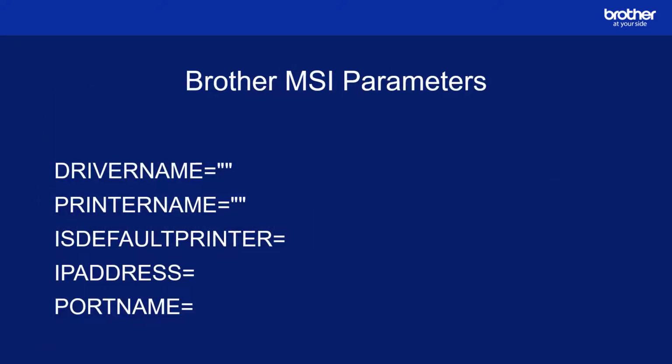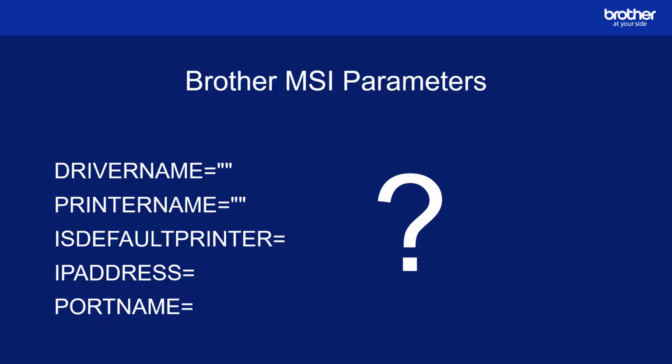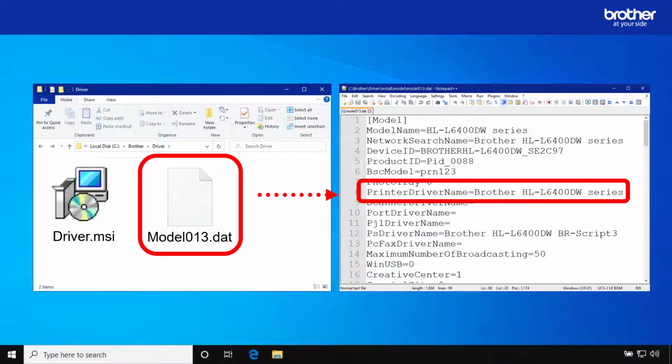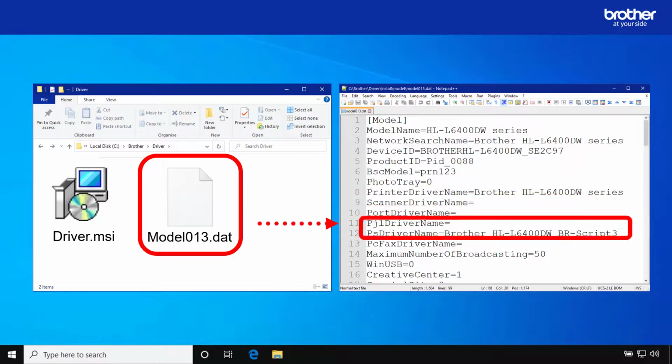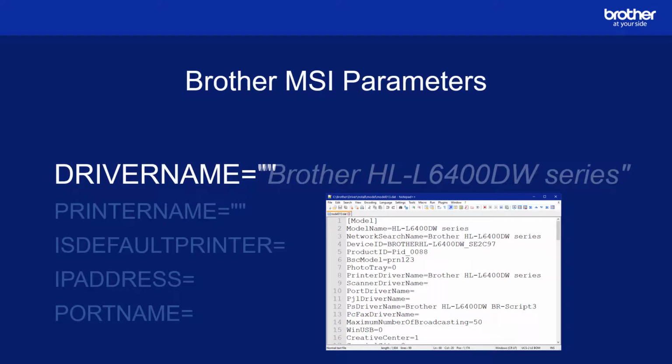These are the rest of the Brother-specific MSI parameters. Please note that these parameters are for network-connected devices only. So, what do they all mean? This parameter is used to tell the installer which driver to use. It can be found in your device's data file, next to the text "printer driver name" for the standard driver and PS driver name for the BRScript3 driver. This is what it should look like when installing a HL-L6400DW. If you are creating a silent installer for a USB device, this is the only Brother-specific parameter needed. Please note that it should be run before the relevant device is physically connected to the computer.